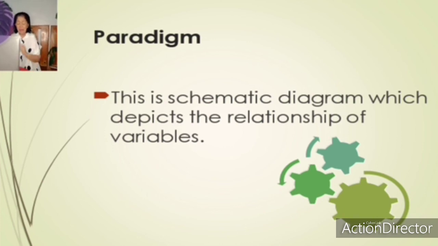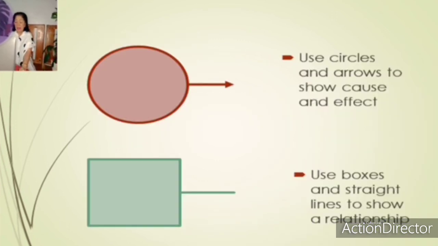Let's go to the paradigm. What is the paradigm? This is a schematic diagram which depicts the relationship of variables. There you go, as I've explained, the IPO. You can use circles and arrows to show cause and effect. Use boxes and straight lines to show a relationship. So there, you will see a difference.